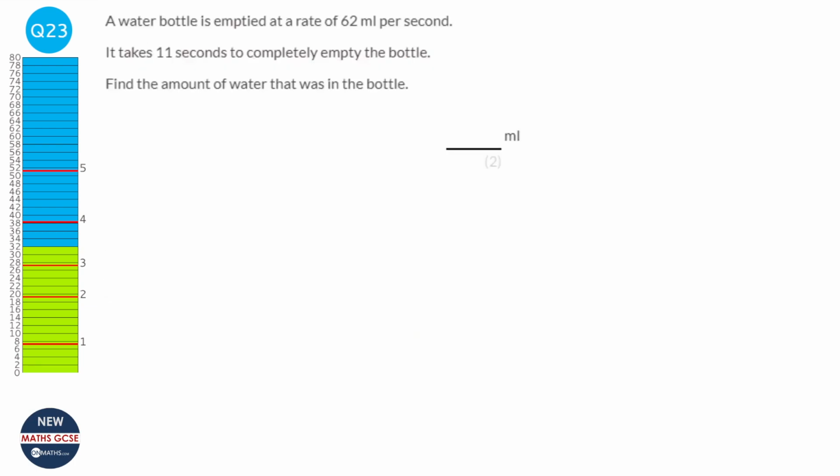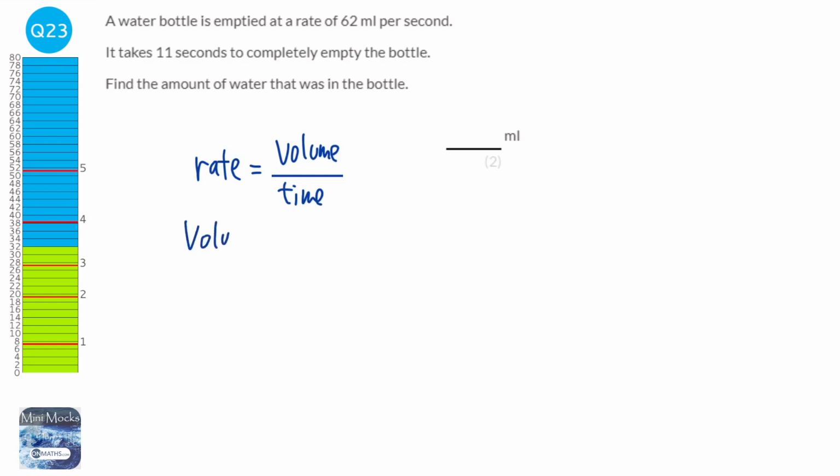Rate is always something over time. So in this question, we can write a quick formula: rate is volume released from the water bottle over time. Now we can rearrange that, because we're looking for the volume of the water, so that we have volume equals rate times time.